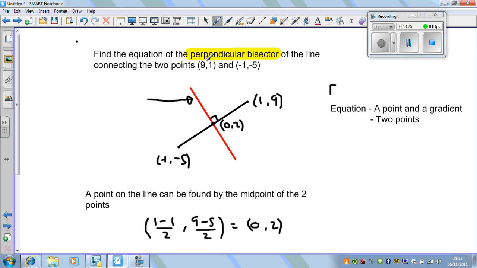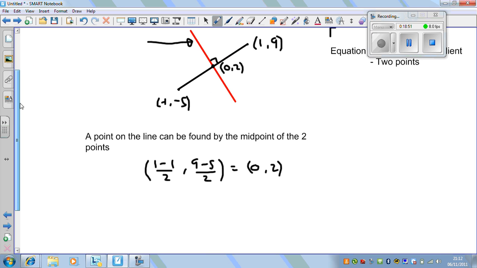Now, there's a relationship between perpendicular gradients which we're going to use, but before we can work out this gradient, we're going to work out the gradient of the original line between 9, 1, 9 and minus 1, minus 5. I tell you what, I've copied that down wrong, haven't I? I'm going to just change the question. Just realised that. Let's just pretend it was like that. I can't be bothered to start the video again because I do have a life as well.